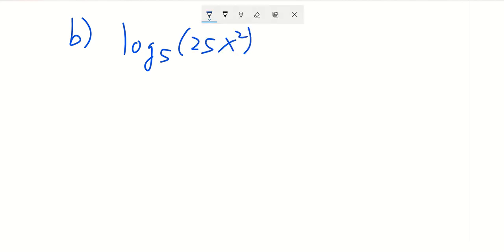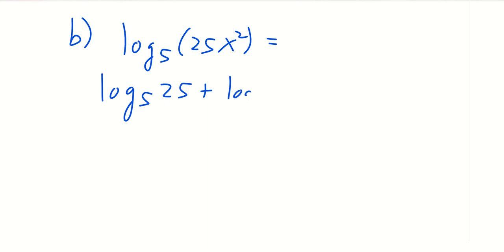Let's do another one of these. We have log base 5 of 25 x squared. That's a product on the inside, so we can use the product rule. This is log base 5 of 25 plus log base 5 of x squared.